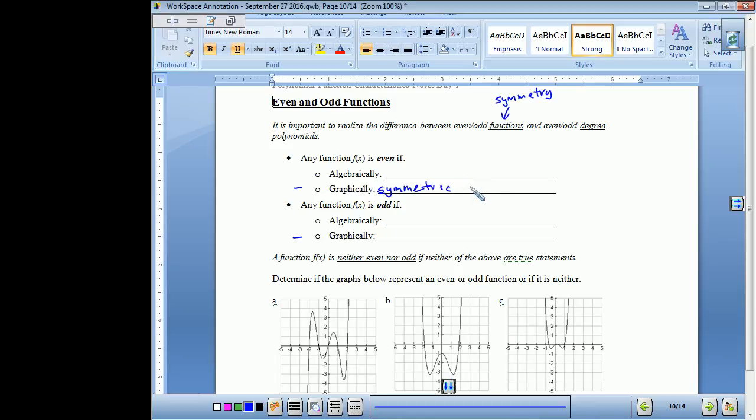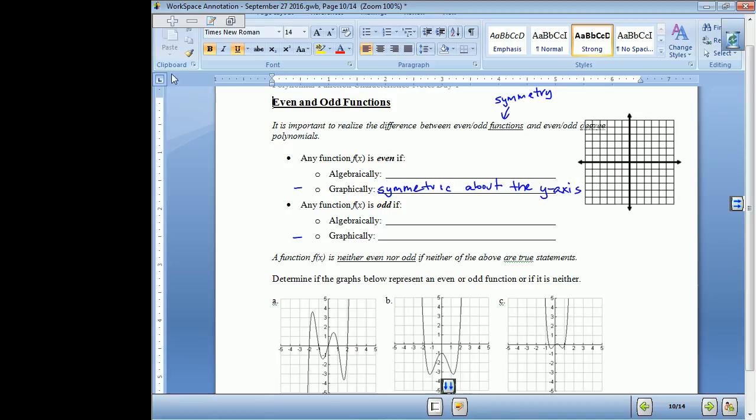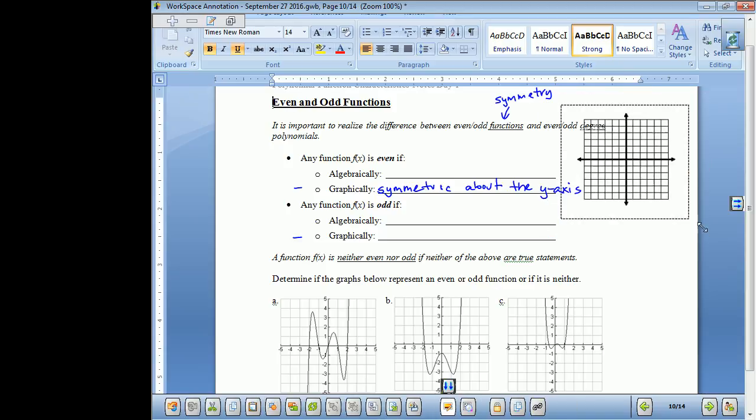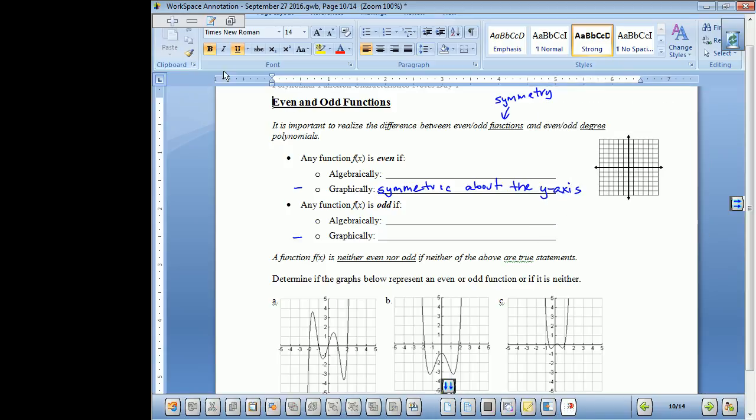Even if it's symmetric about the y-axis. Now the function we studied last year could be even. Alright, so last year we studied the parabola, right?